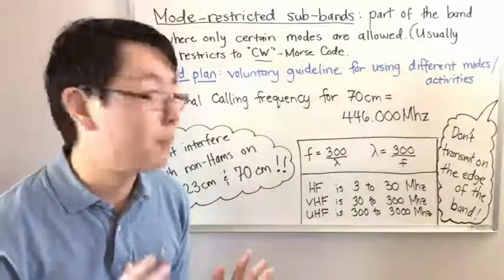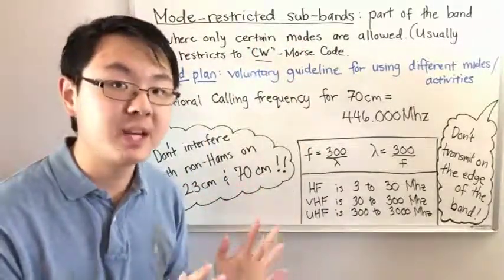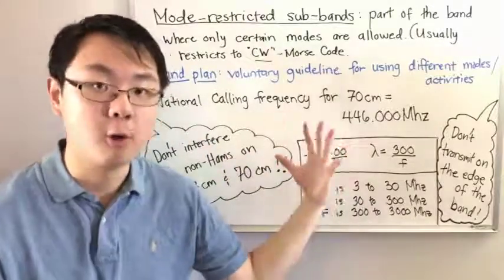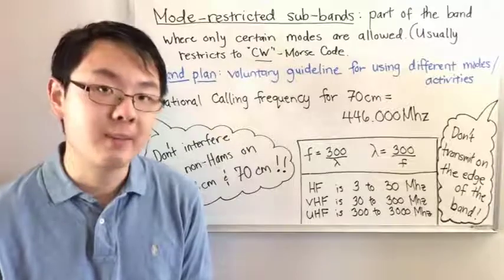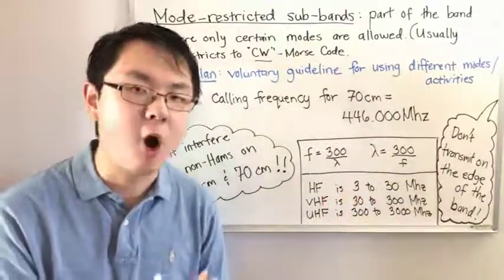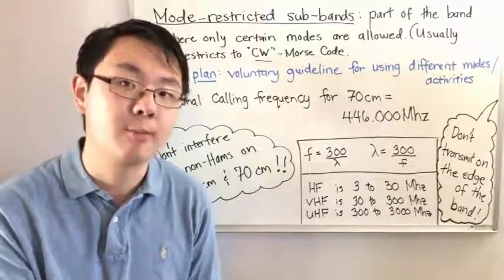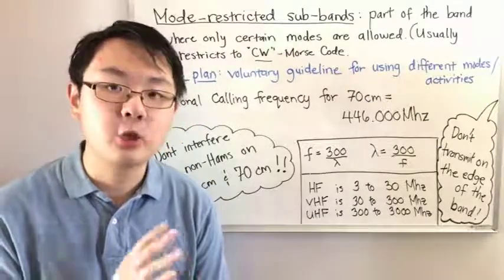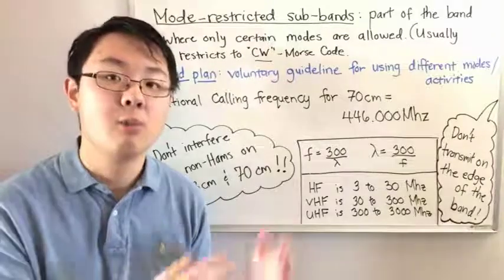So going back to the topic at hand, which is mode-restricted subbands, a mode-restricted subband just means a part of the band where you can only operate on certain modes. That's all it means. Okay, so now we know that these mode-restricted subbands are subbands that restrict which modes you can use. But what exactly are the restrictions? Like, what modes can you use on these mode-restricted subbands? What modes are you not allowed to use? And usually, the test expects you to know that these mode-restricted subbands restrict you from using any mode except a mode like Morse code.